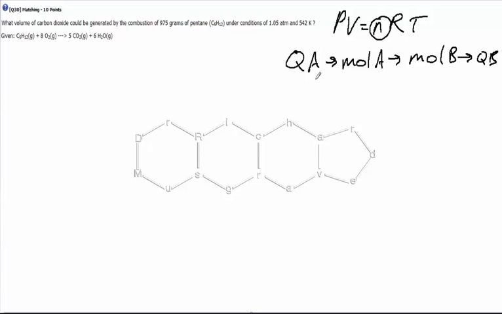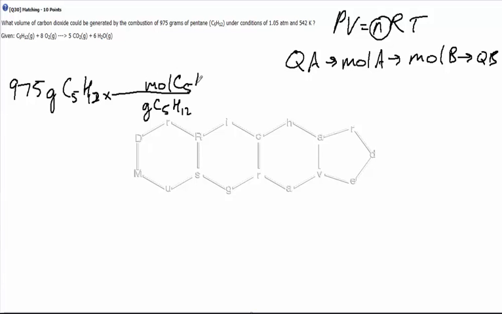where we'll start out with a certain number of grams of pentane, which will give us a number of moles of pentane, and that will give us a certain number of moles of CO2. So we start out with 975 grams of C5H12. So grams of C5H12 goes on the bottom to cancel with that. We need moles of C5H12 first. That's from over here. And the relationship here is 1 mole is equal to the molecular weight in grams of C5H12.